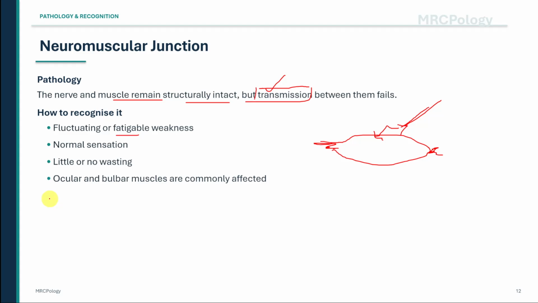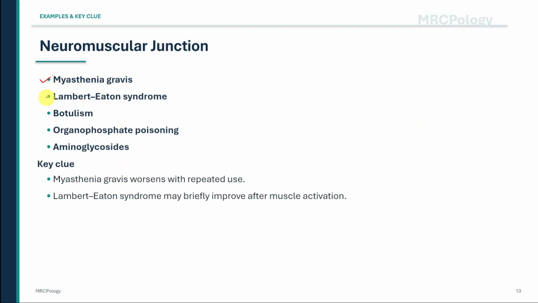In PACES, you could say, there is fatigable motor weakness with preserved sensation and no significant wasting, suggesting a disorder of neuromuscular transmission. Important examples include myasthenia gravis, Lambert-Eaton syndrome, botulism, organophosphate poisoning, and medication-related transmission failure caused by drugs such as aminoglycosides. In myasthenia gravis, weakness worsens with repeated use and improves with rest.